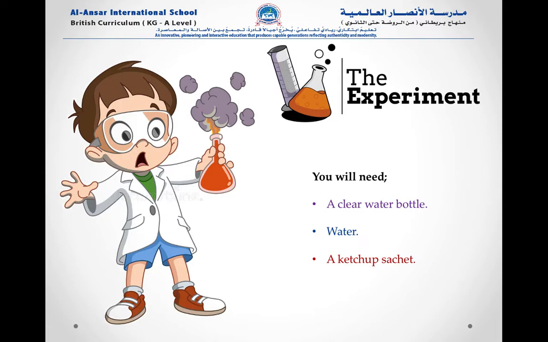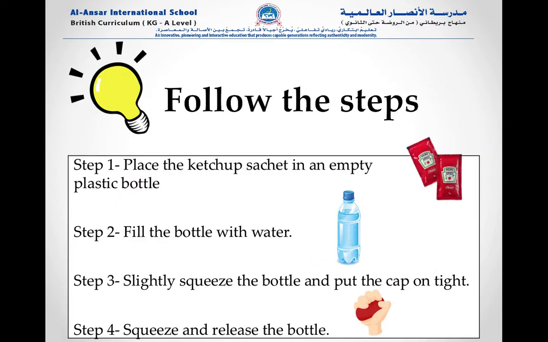We are going to do an experiment together. So you will need a clear water bottle, some water, and a ketchup sachet. If you don't have a ketchup sachet, you can find something that is small and made of plastic. It must be something that is light. Now, I want you to follow the steps. This is a ketchup sachet so that you understand what it is. Now, step number 1. I need your water bottle to be empty. There must be nothing in it. So drink up your water, or you can save it in a jug for yourself for later.